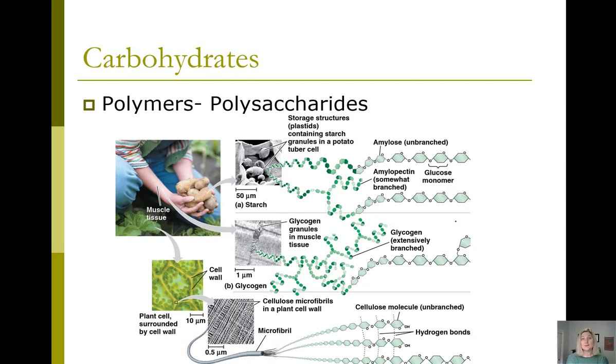Okay, so let's get into the polymers. The polymers would be the polysaccharides. And like the video explained, the polysaccharides are starch, glycogen, and cellulose. So starch and cellulose are part of plants. Glycogen is part of animals. And they all have a similar function. Well, at least starch and glycogen do.